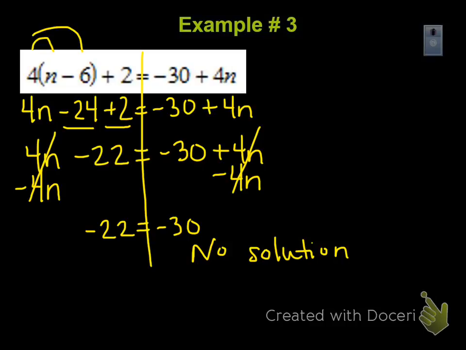No number that I would pick would work for this equation. Not zero, not a fraction, not a decimal, not any whole number, positive or negative. So again, because this is not a true statement, my answer is no solution. And again, please make sure you do not just leave the negative 22 equal to negative 30. Yes, that shows that there's not a solution, but you need to write down no solution when you get something like that.